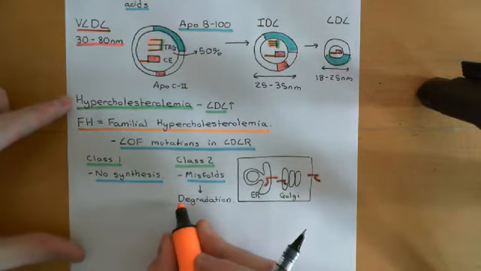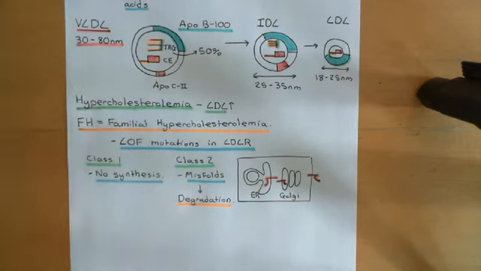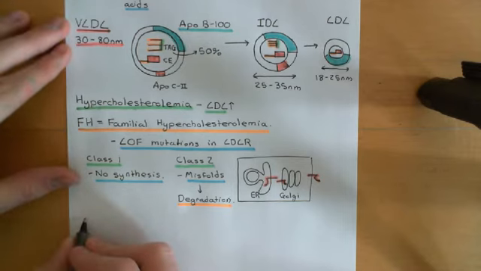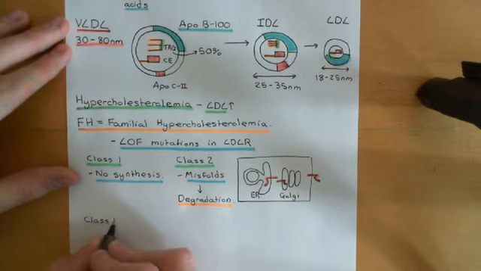So you might as well have not bothered synthesizing it in the first place, because it's not actually getting where it needs to function. So that's what occurs in a class 2 mutation in the LDL receptor. Then let's talk about class 3 mutations.